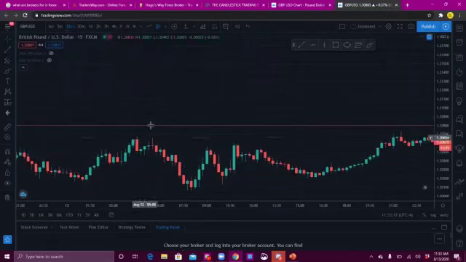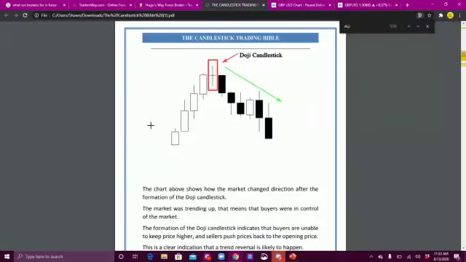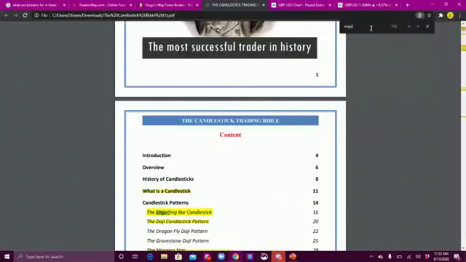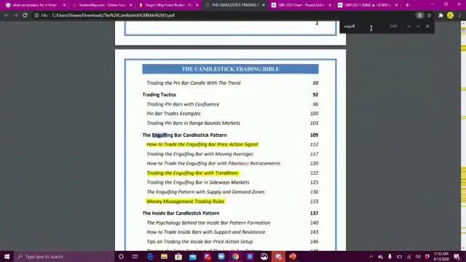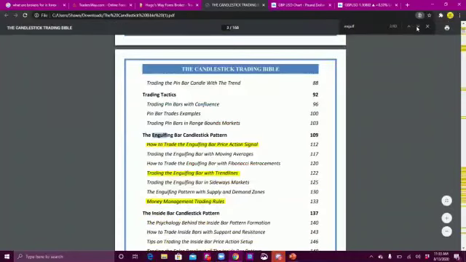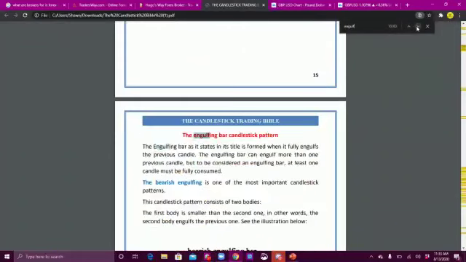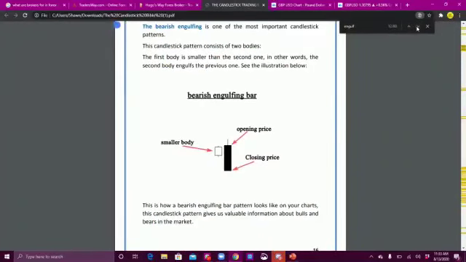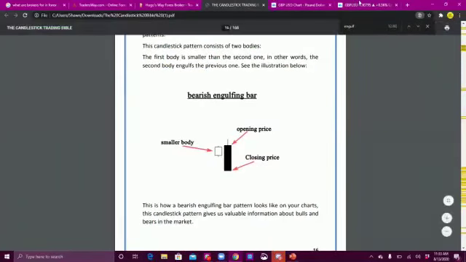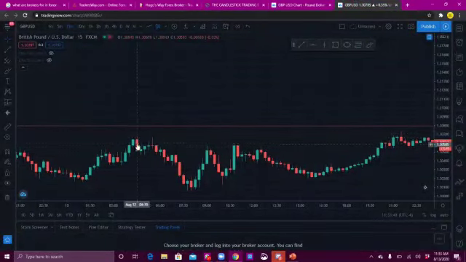Let's go back to the Candlestick Bible and see what we're talking about. All right. Let's go over here. Just type that in. Engulf. Okay. Let's go find the one that we want. And look at that. See this? Bearish engulfing candle. Look at that. Bearish engulfing candle. I'll highlight it for you.